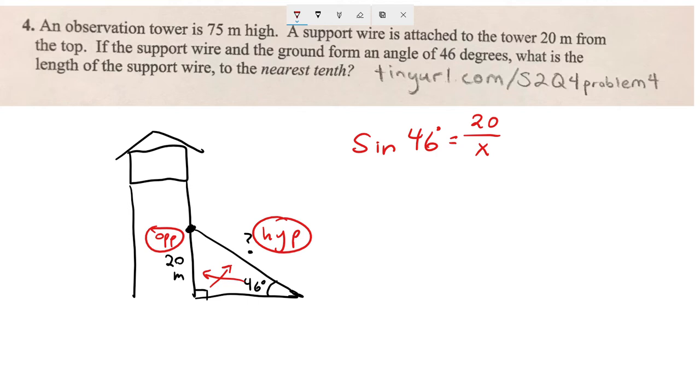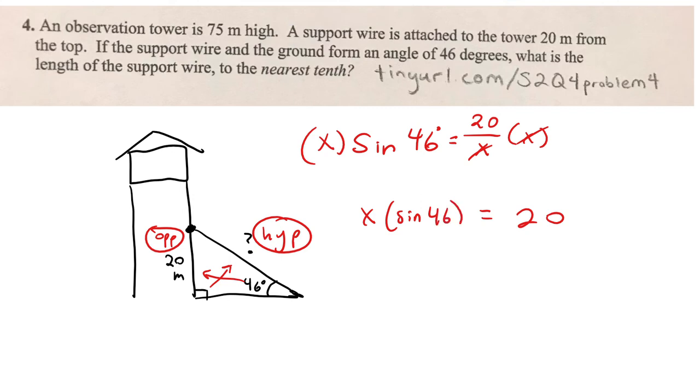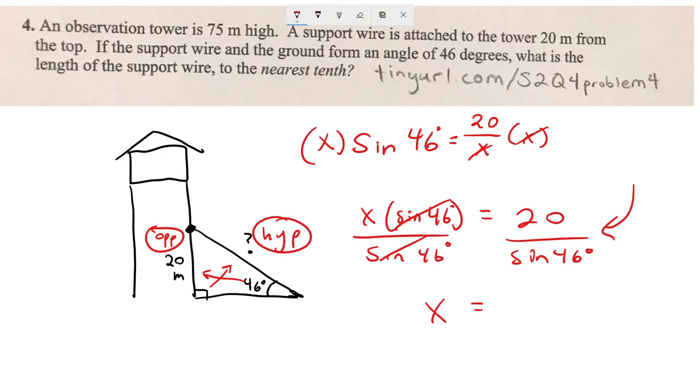All right, so let's get x by itself. First thing, get it out of the denominator. So 20 is equal to x times the sine of 46 degrees. Now in order to get x by itself, I just have to divide by that sine of 46 degrees on both sides, of course. So these cancel out. x is alone. This portion goes into the calculator: 20 divided by sine 46.